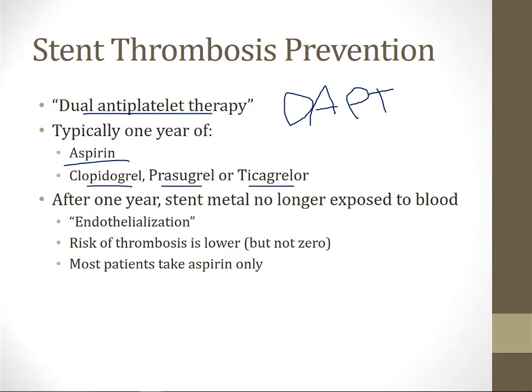Now, after 1 year, the stent metal is usually no longer exposed to the blood. A process called endothelialization occurs where tissue grows over the metal struts. At this point, the risk of thrombosis is lower, although it's not zero. There are case reports of stent thrombosis years after stent implantation. So after a year, usually patients only take aspirin going forward. They no longer need 2 antiplatelet drugs. And that concludes our video on cardiac ischemia.